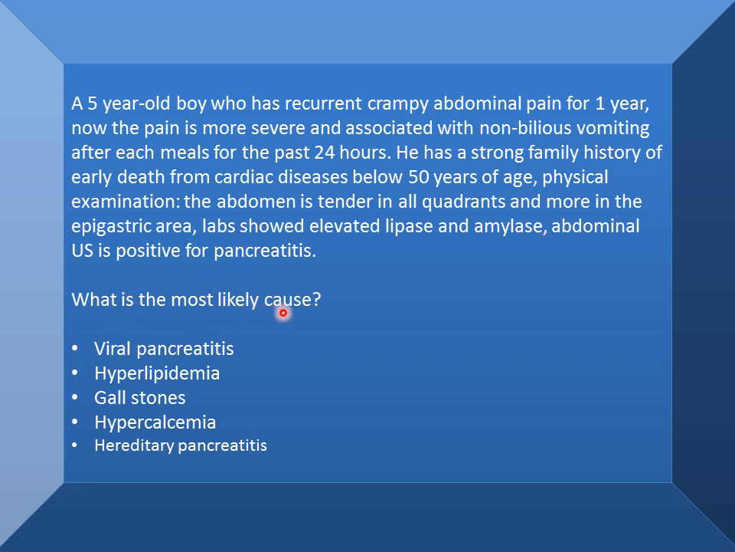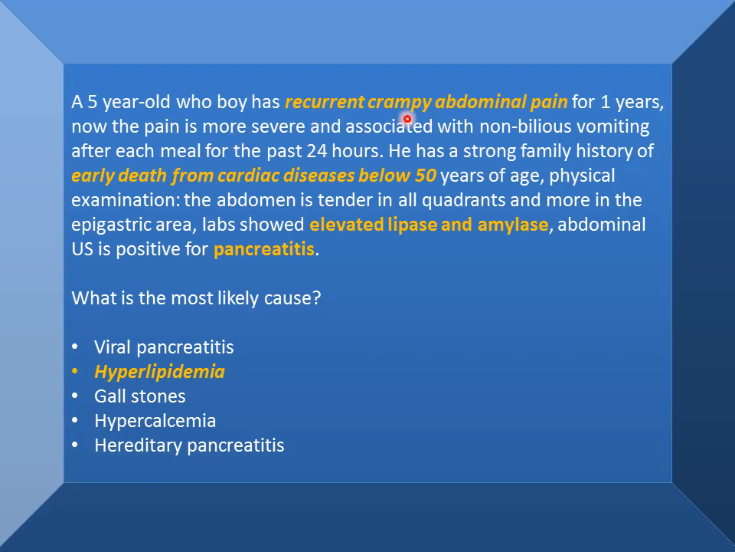What is the most likely cause? Viral pancreatitis, hyperlipidemia, gallstones, hypercalcemia, or hereditary pancreatitis. The key words in this case: recurrent crampy abdominal pain, early death from cardiac diseases below 50 years of age, which indicate there is hypercholesterolemia in the family, elevated lipase and amylase, and of course the pancreatitis. The most likely cause in this case is hyperlipidemia because of the family history of hypercholesterolemia.